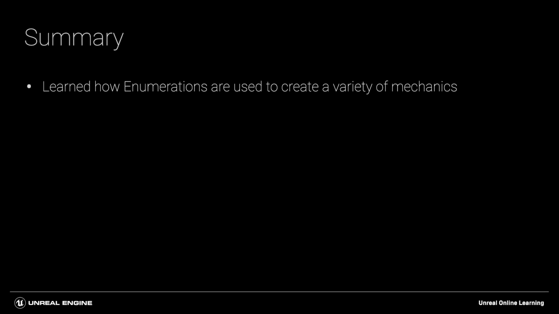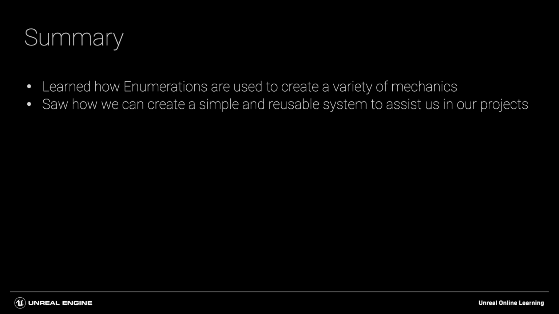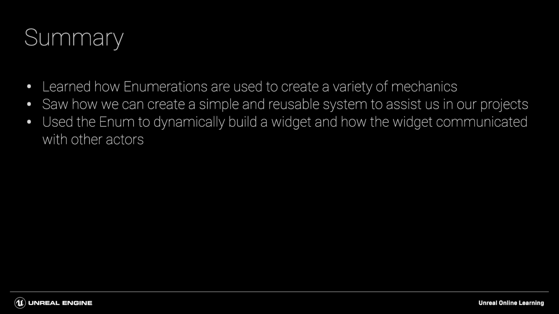In this module, we learned a couple of examples of how enumerations are used to create a variety of mechanics based on specific interactions. While taking place using basic shapes and abstract animations, they demonstrate that we can create a simple and reusable system to assist us in our projects. We also dove into UMG to see how we can use enumerations to dynamically build our widgets and how they communicate with other actors. Next, we will see a more accurate use case for these techniques and then open the Blueprint editor to dive deeper into how we can take full advantage of enums using blueprints and a scene component.